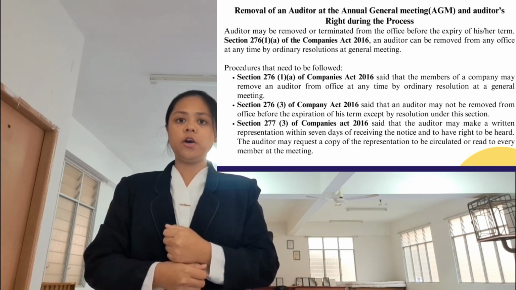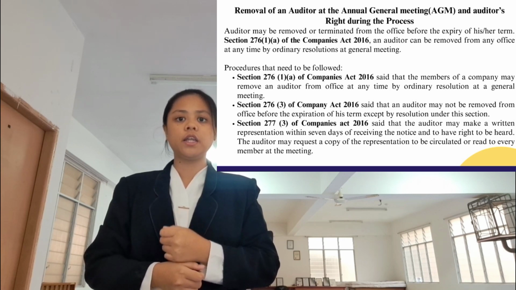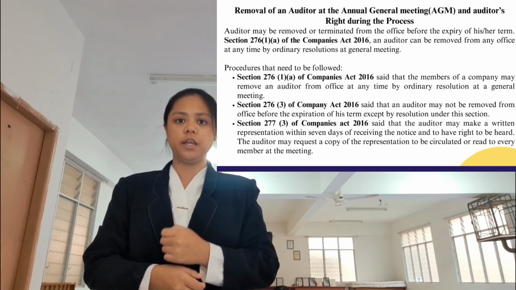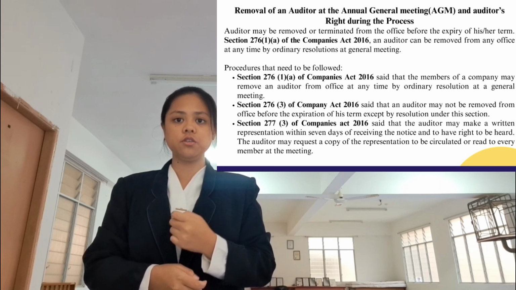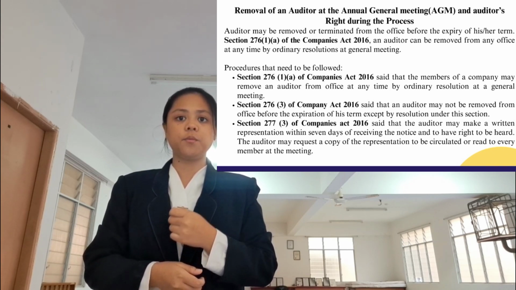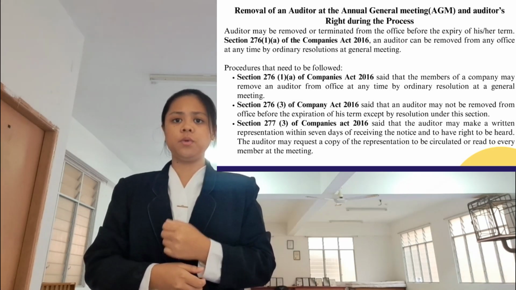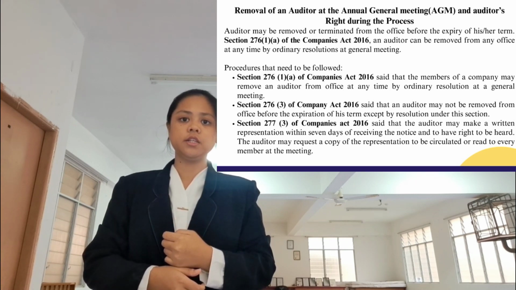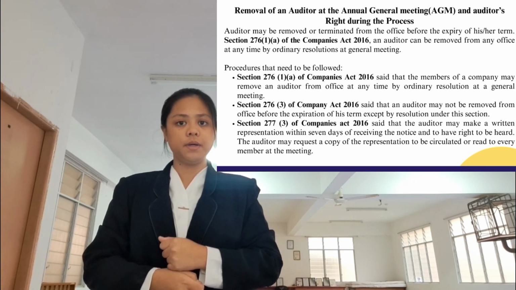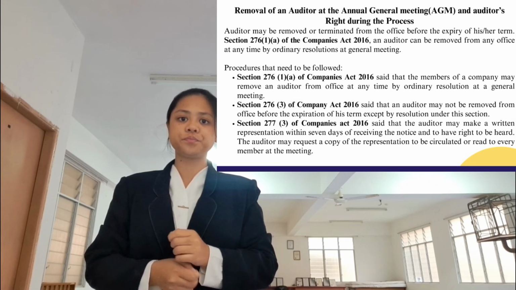Subsection 3, the auditor may make a representation in writing not exceeding a reasonable length to the company within 7 days from receipt of the special notice and may request that prior to the meeting at which the resolution is to be considered, a copy of the representation be circulated by the company to every member of the company to whom notice is sent.